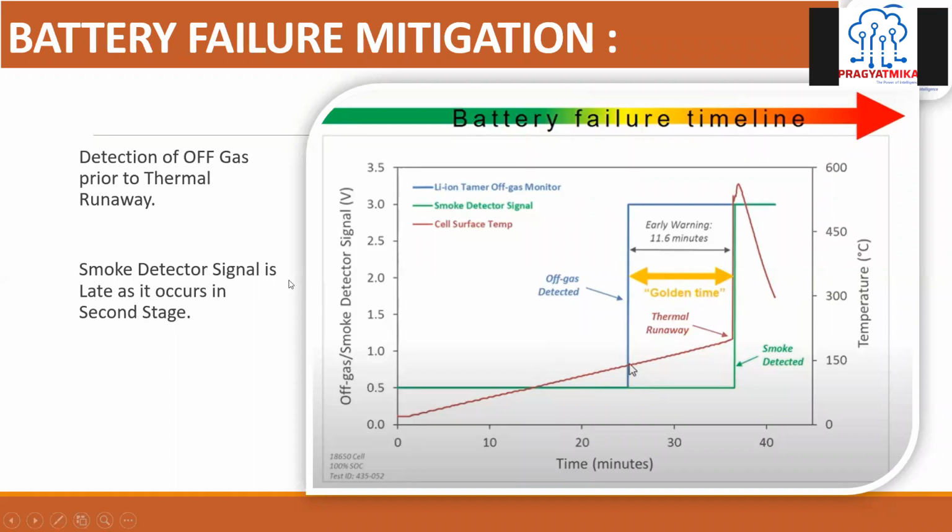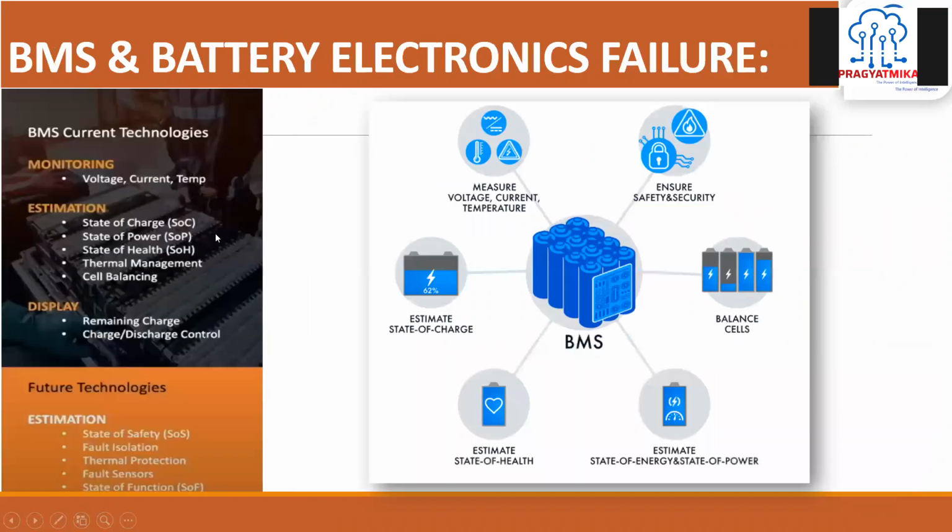Whereas if it is just a smoke detection signal that you are using in your pack, the smoke comes at the end, once the fire is just going to start. So you don't have enough time in your hand. That's why the smoke detector signal mechanism is not good for safety mechanisms, whereas off-gas detection is being implemented more and more.